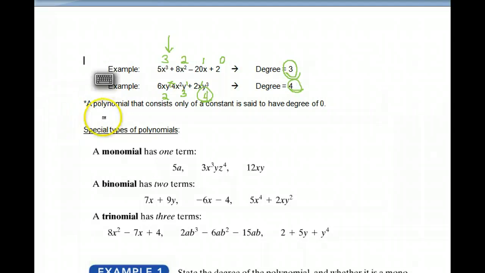So just a special note here that says that a polynomial that consists only of a constant is said to have a degree of 0. We did touch upon that whenever we talked about the number 2 having a degree of 0, and the reason for that is that there's no variable term associated with a constant, and since there's no variable term associated with that, that means that the degree of that term is 0 because there's no exponent to accompany the variable.